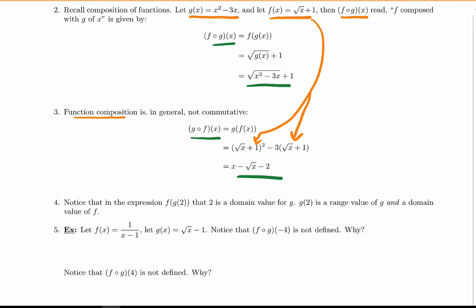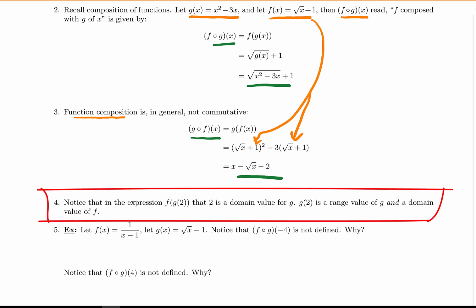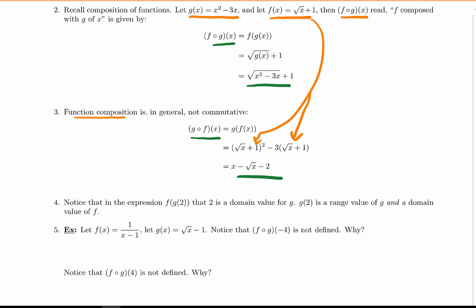So continuing on with this example, we've been looking at f of x, g of x being this function, f of x being this function, and I want to make a statement here. Notice that in the expression f of g of 2, that 2 is in the domain of g, and g of 2 is a range value for f, but I'm going to say then, and I've actually got an error here, but not a domain value of f.